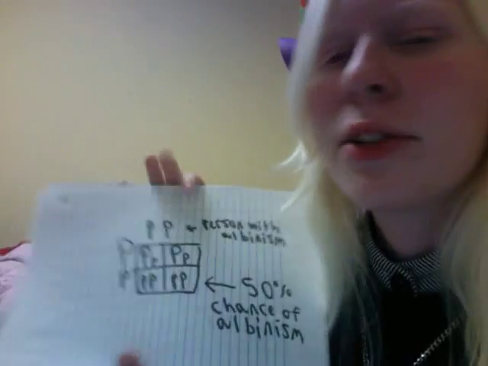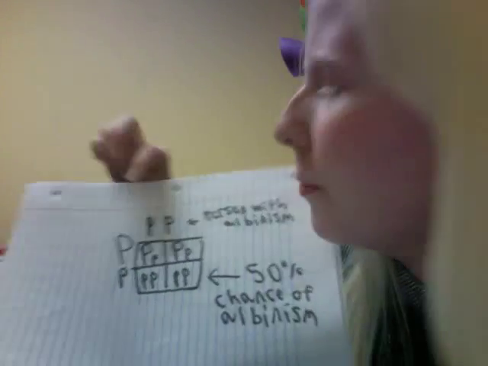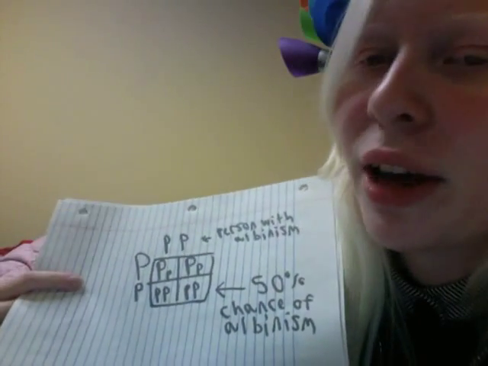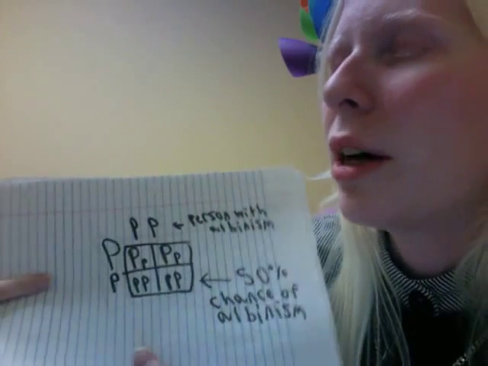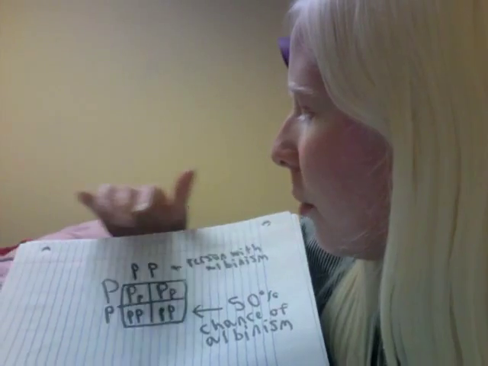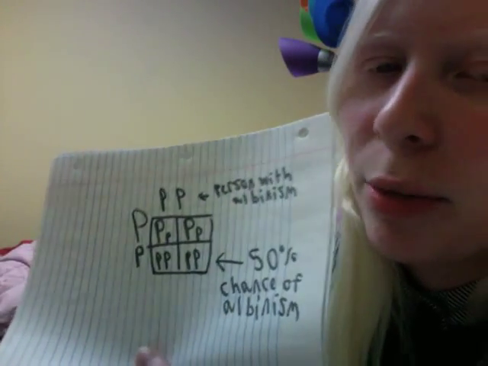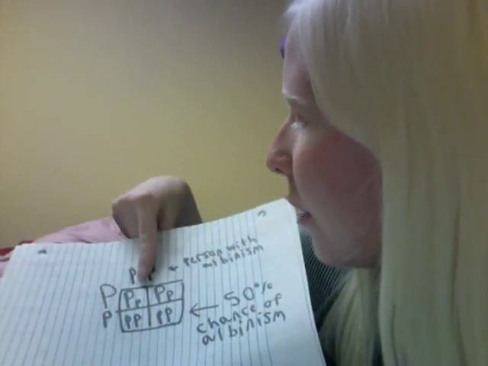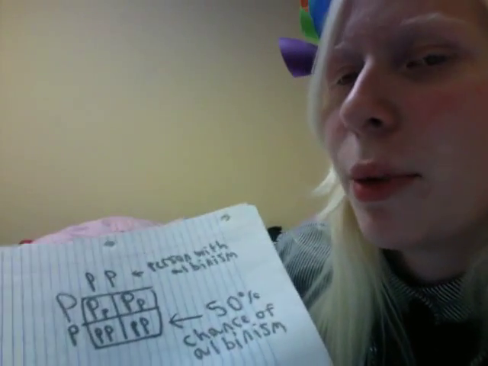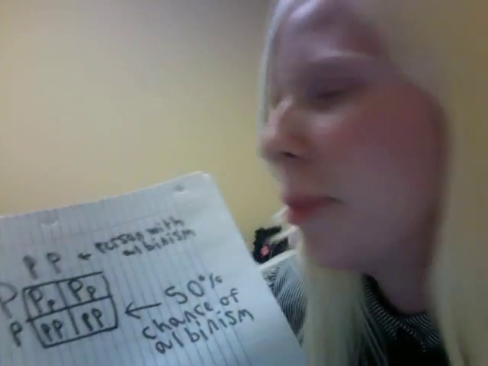Alright, and the next one is a person with albinism, the double recessive trait, with somebody who is heterozygous for albinism. So, a person with albinism and a person without albinism have a 50% chance of having a child with albinism and a 50% chance of having a child without albinism. This is why you can either have albino children or not when you have albinism.